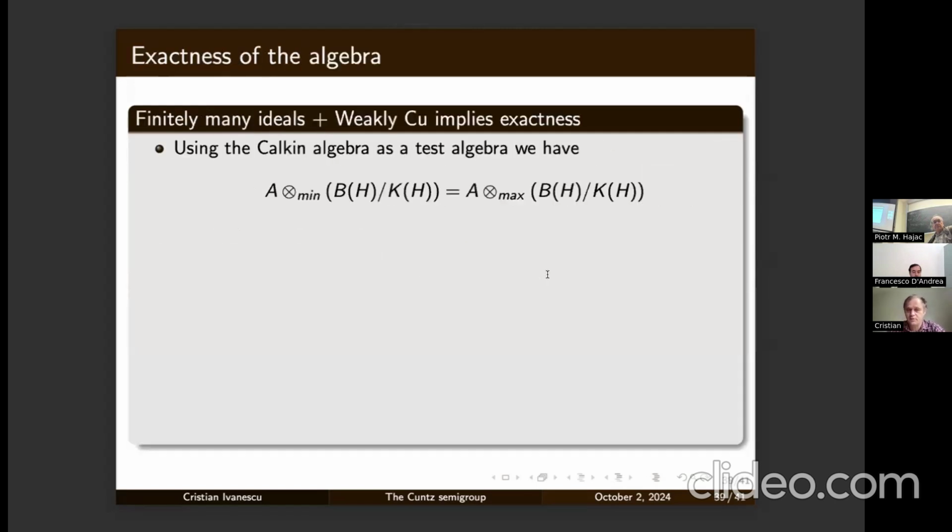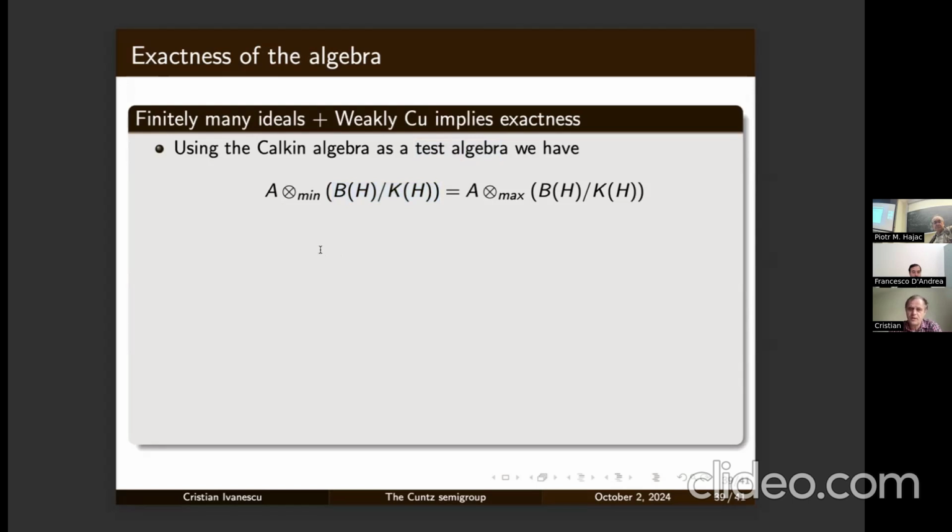Now, we're again going to use the result of Kirchberg to show that if we assume finitely many ideals plus weakly Q, it's weakly Cuntz, then we have exactness of the C*-algebra. So here now I'm going to use as a test algebra the Calkin algebra, B of H quotient by K of H. K is the algebra of compact operators on some Hilbert space.